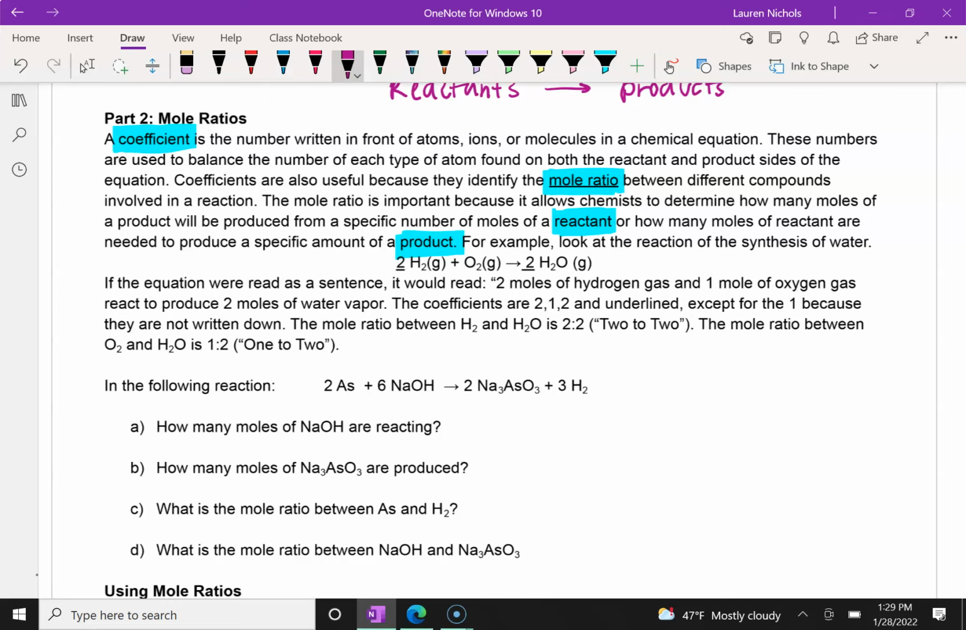So as you read, you should have recognized that the numbers in front of your chemical formulas are our coefficients, and that's where we get our mole ratio from. For example, in the paragraph it said the mole ratio between hydrogen and water is 2 to 2. This part that I just highlighted, that's how you would say it out loud. And that comes from the coefficients that are in front of them. The mole ratio between oxygen and H2O is 1 to 2 because there's an invisible 1 in front of oxygen. Notice, since oxygen was listed first, the 1, which was the coefficient in front of oxygen, also went first.